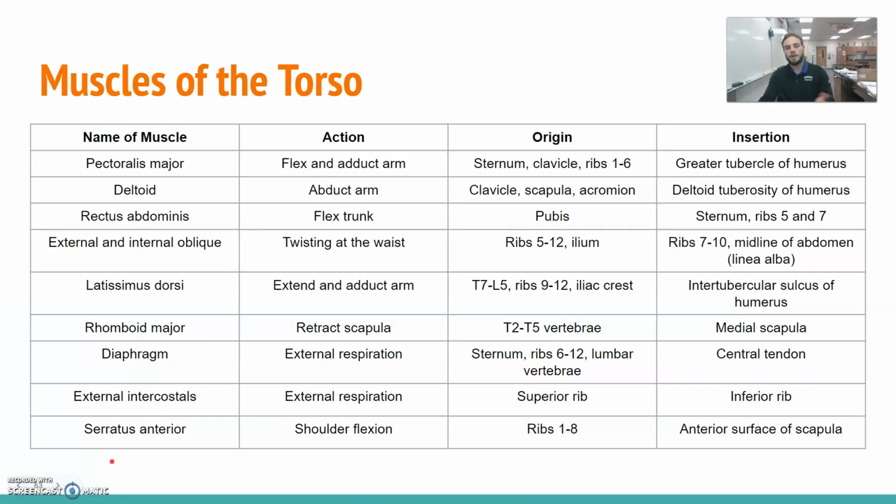So those are the muscles of the torso. As always, please make sure you are asking questions if you have any and reviewing these as we go along.